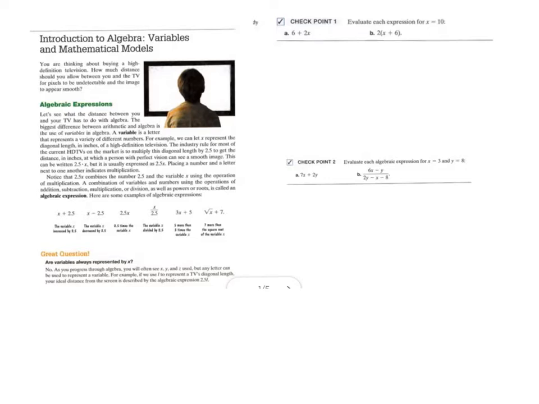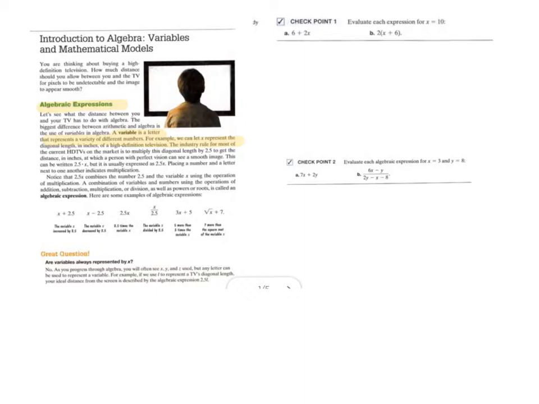Today we're going to talk about algebraic expressions. The main thing about algebraic expressions that is important is that a variable is a letter that represents a variety of different numbers. And if you understand that we're basically using a variable to represent different numbers, we just have to know what that variable stands for.